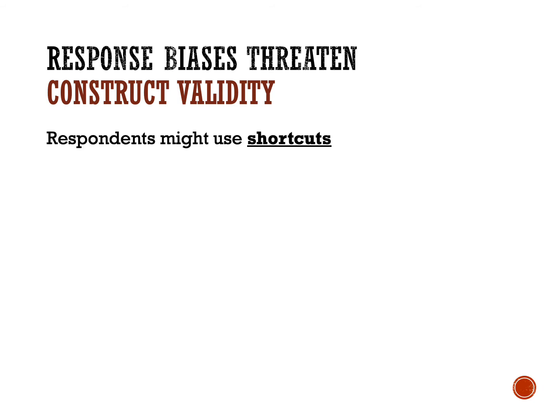So the first one is using shortcuts. Sometimes respondents use shortcuts when answering surveys. Maybe they want to finish them quickly, but this can really skew the data and make it difficult for researchers to extract meaningful data.